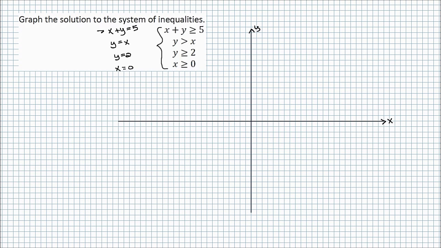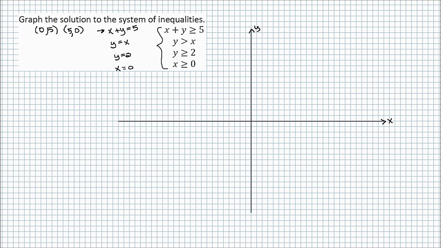This first one here, I could use the intercept method to graph. Whenever you have a linear equation where you have all your variables on one side and all your constants on the other, it's a great idea to use the intercept method. In other words, let x be 0. If you do that, y is destined to be 5. And if you let y be 0, x is destined to be 5 as well. So I'll go ahead and plot those points on here.